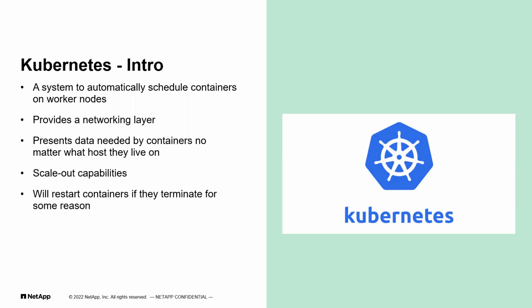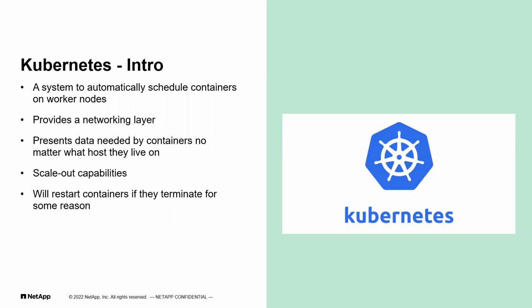It presents the data needed by the container, no matter what host they live on. So if your Nginx lives on worker host A, it's going to have the data that it needs, right? If worker host A goes down, that workload can now move to worker host B. Kubernetes makes sure that data is presented to that container on that new host.